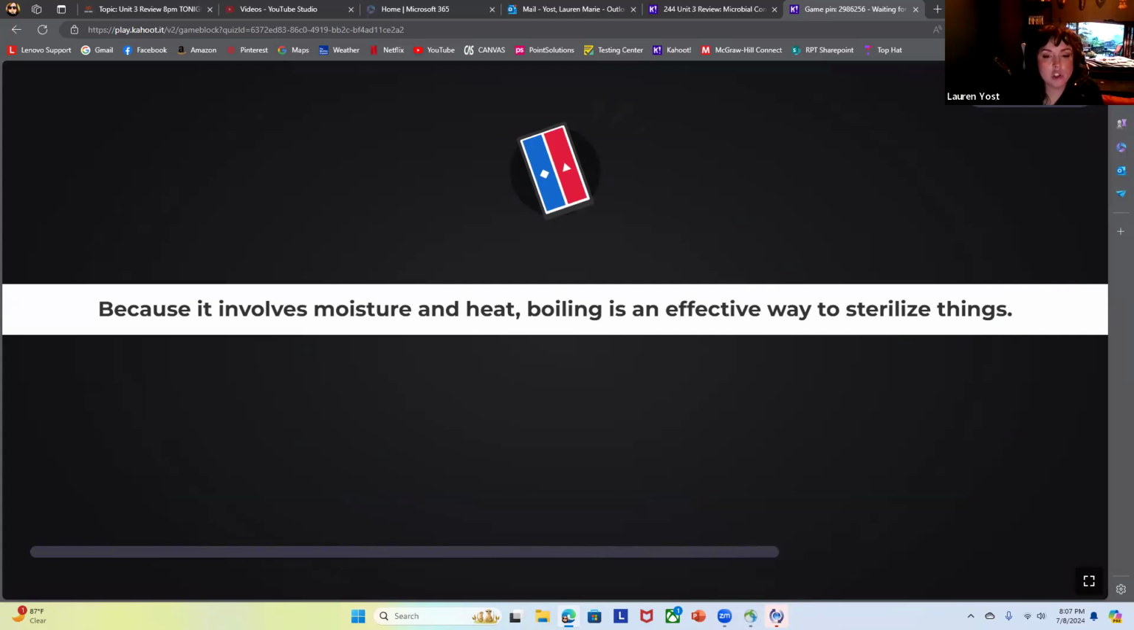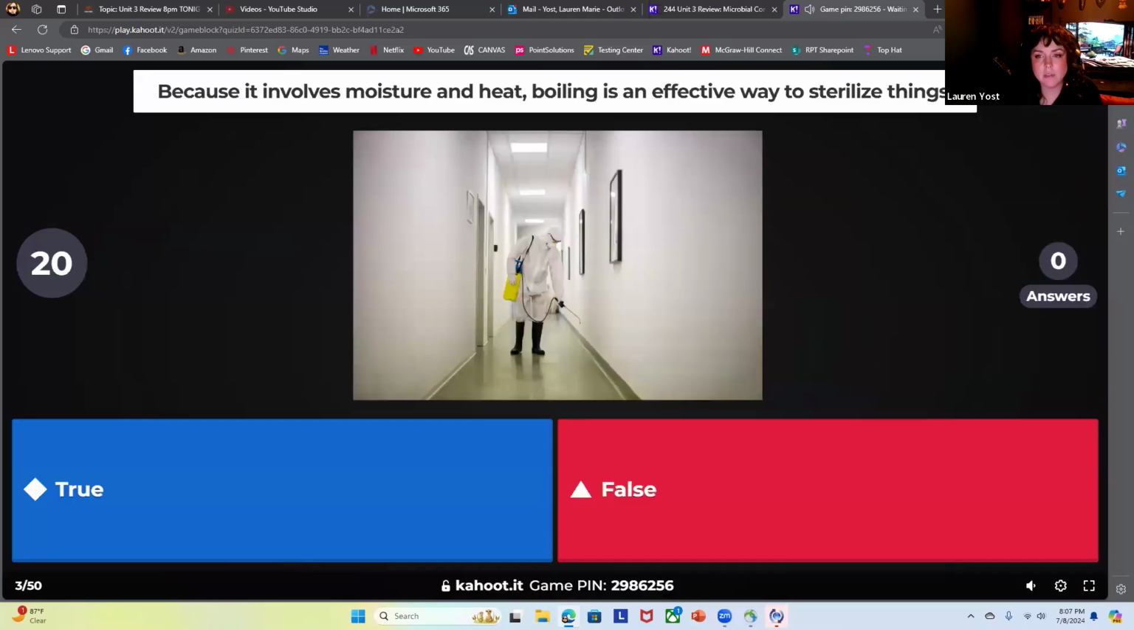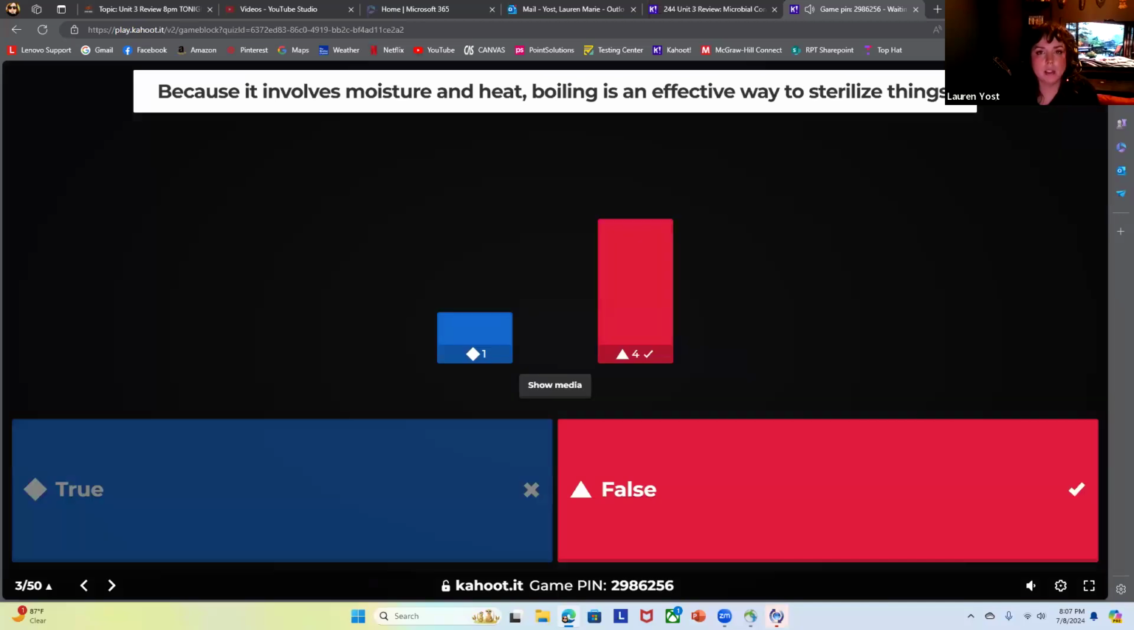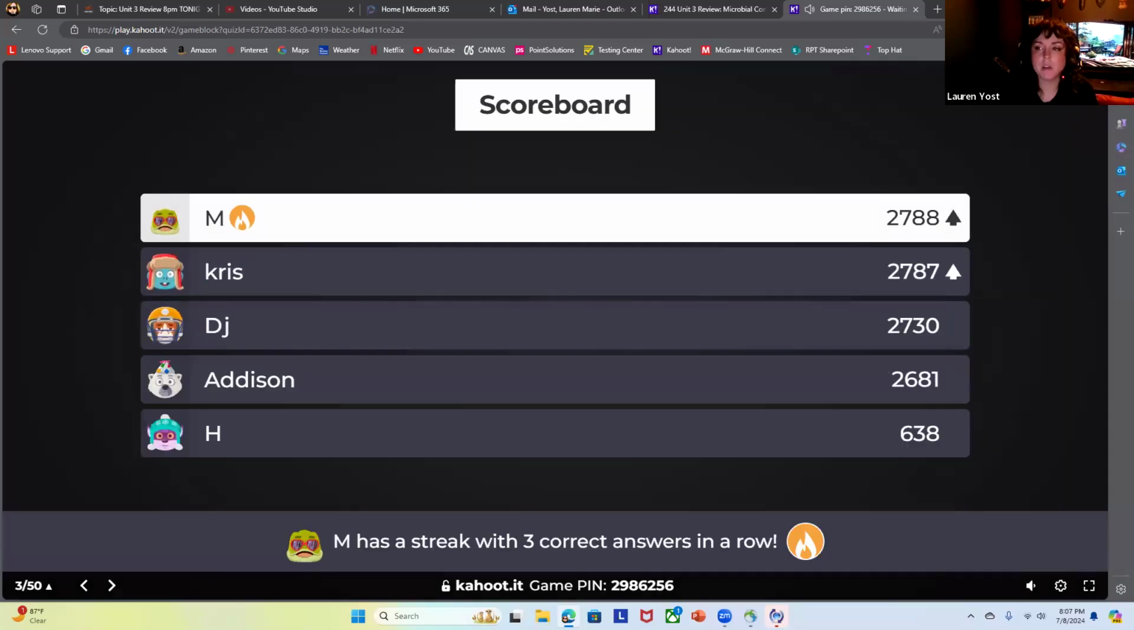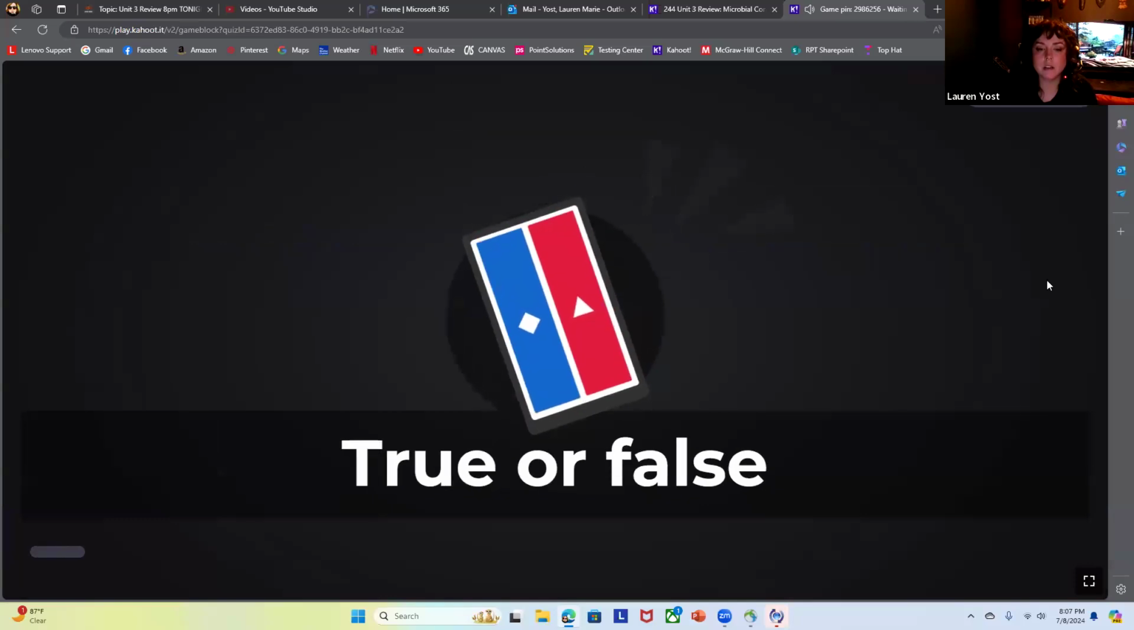Because it involves moisture and heat, boiling is an effective way to sterilize things. Is that true or false? Basically, our question here is asking if boiling can sterilize things. And it does not sterilize. If you're boiling, generally, normal temperature of boiling, 30 minutes of boiling, just water, no added pressure, it will not sterilize. It won't get rid of the endospores. But it is fine for sanitizing.